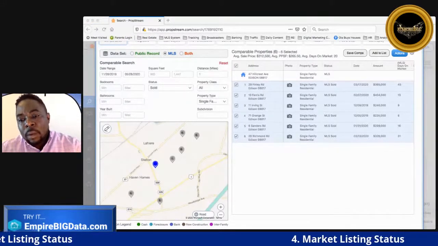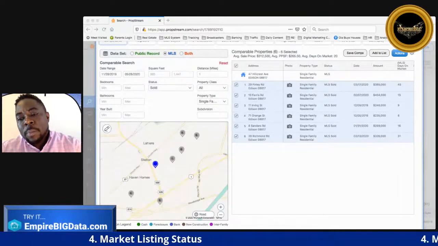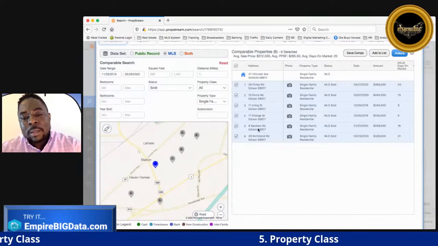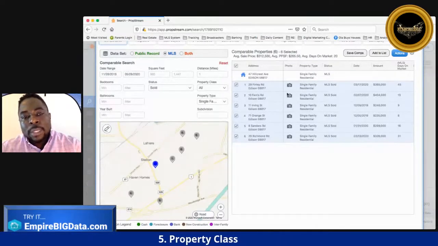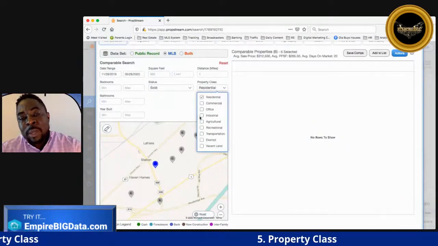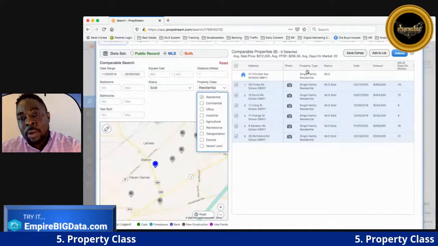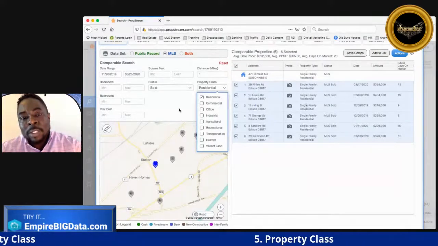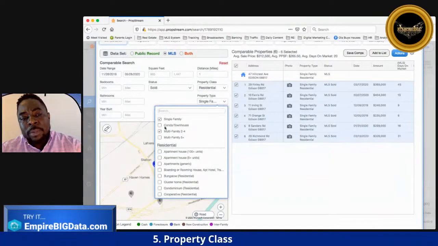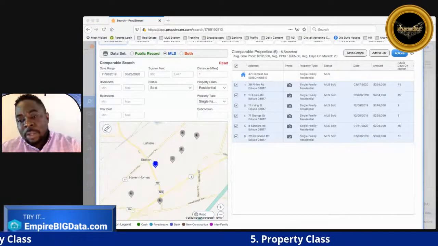Okay. Let's go here. What else? Property class, right? The last one we looked at. Okay, so for property class, we want to make sure that this is residential. On that list, you may have had an office building or something like that. I can see here already in this column that they're all single family residential, but I just keep it on just in case. So property type, we took care of that already.